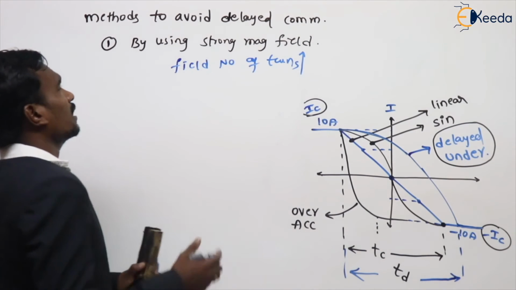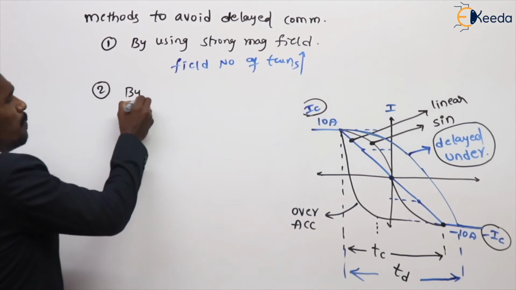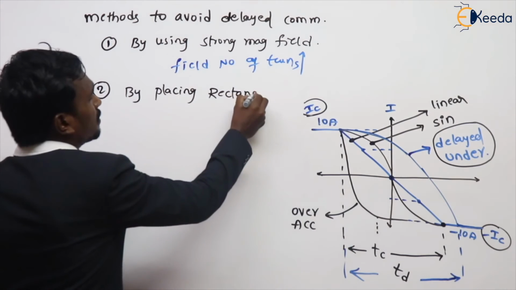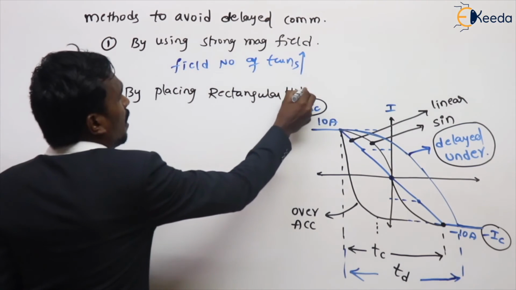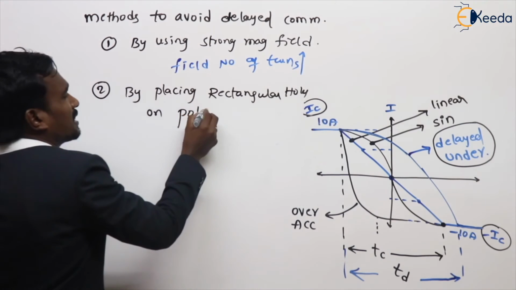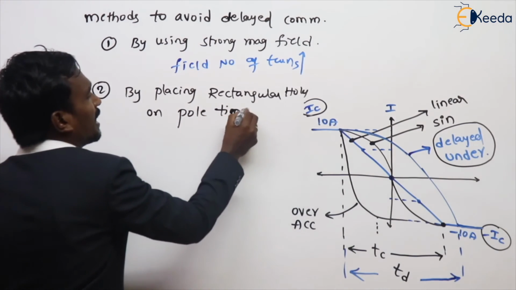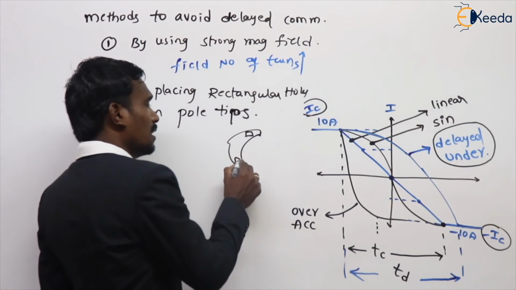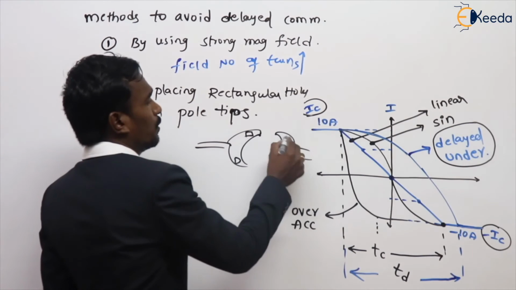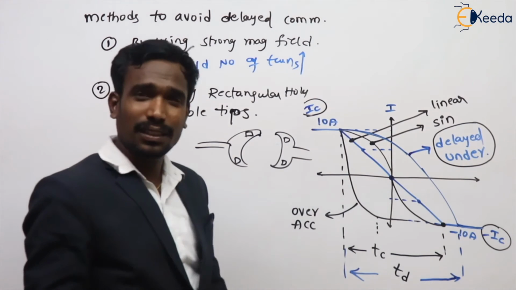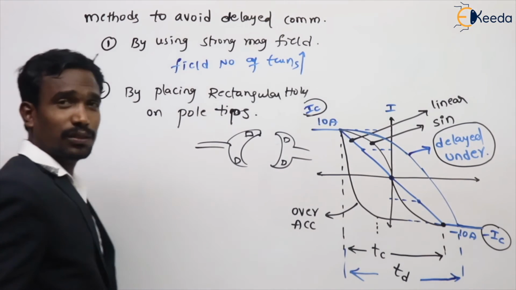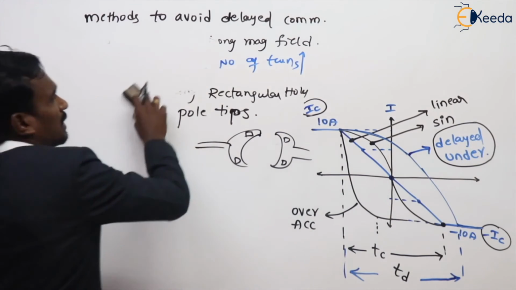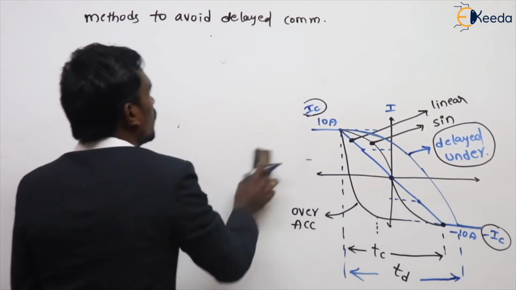And what is the second one? Second one, by placing rectangular holes on pole tips. Actually, we have pole tips, right? So by placing the rectangular holes on the pole tips, this is also another method to avoid the delayed commutation. Are you okay? These two are the normal things actually. But the next one is very important.